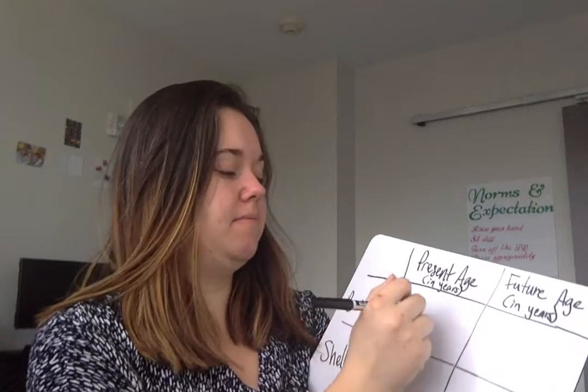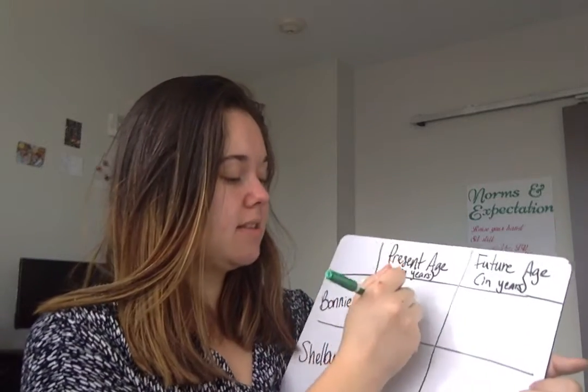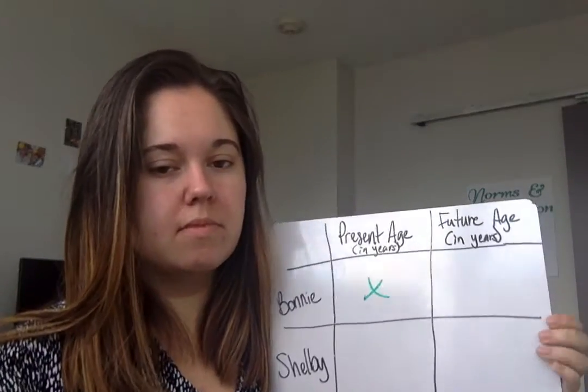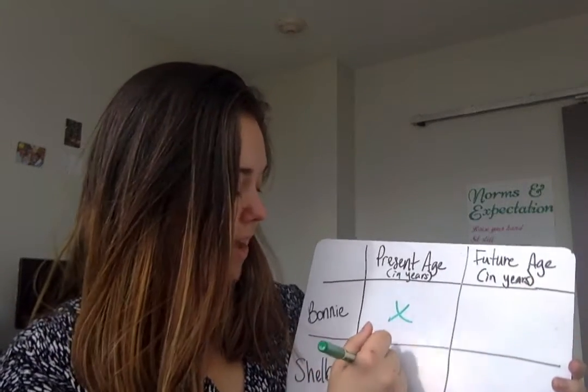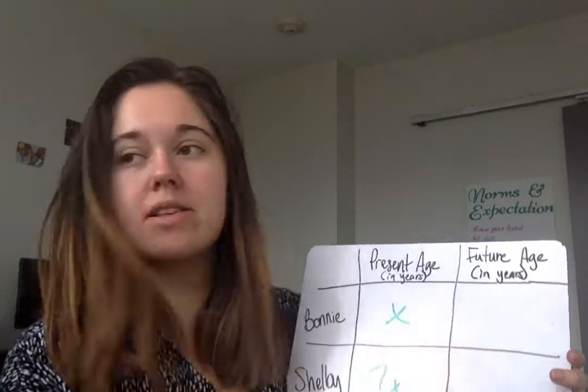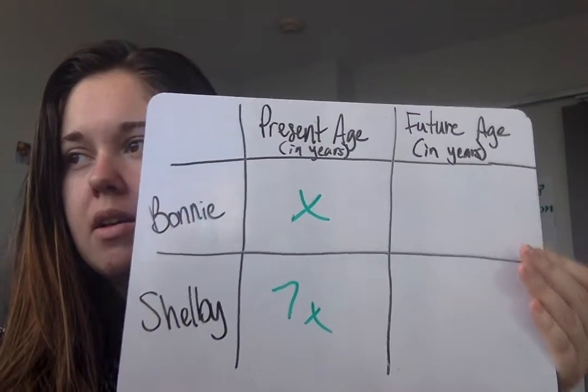So first we need to figure out, okay, Bonnie and Shelby. Shelby is 7 times as old as Bonnie. Let's say Bonnie's age is X. Oh, my marker's dying. Let's try with a different marker then. So Bonnie's age is X. If Bonnie's age is X, then Shelby's age is 7 times as much of that. 7X, right? 7 times as old as Bonnie.